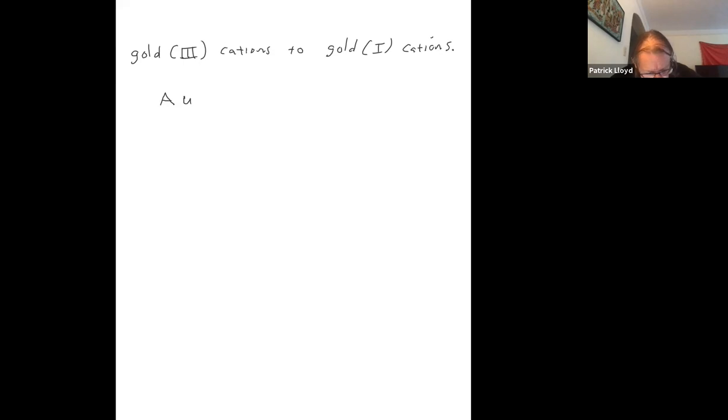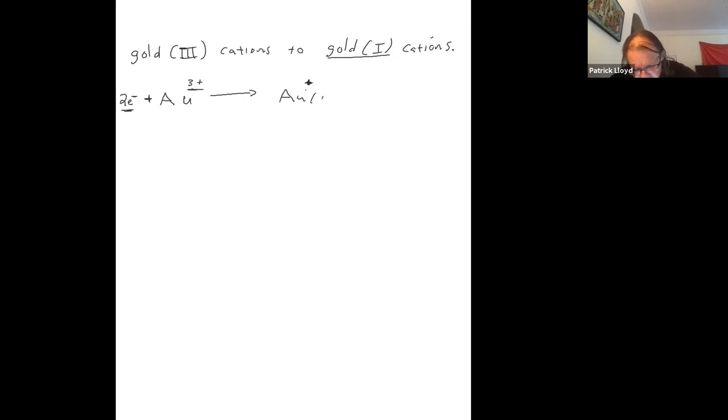And then this is your charge, so 3 plus. And then this is gold 1, so Au with just 1 plus right there. Okay. And then the more positive side is the reactant side. It's more positive by 2, so we add 2 electrons to that side. Okay, right? 2 negatives and a positive 3 adds up to positive 1. And that's exactly what we have on the product side.